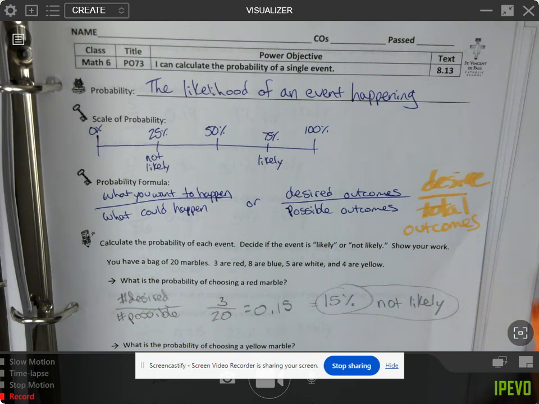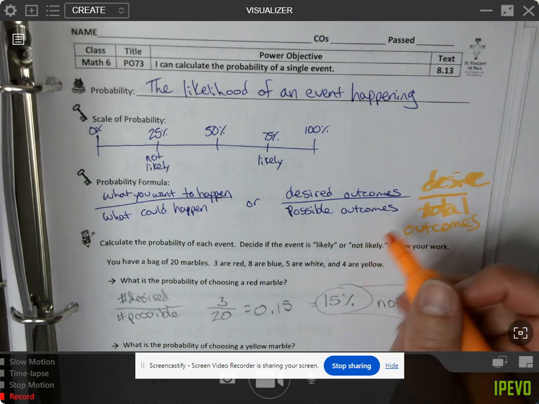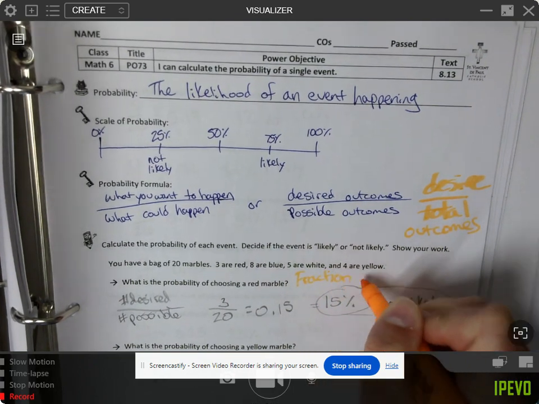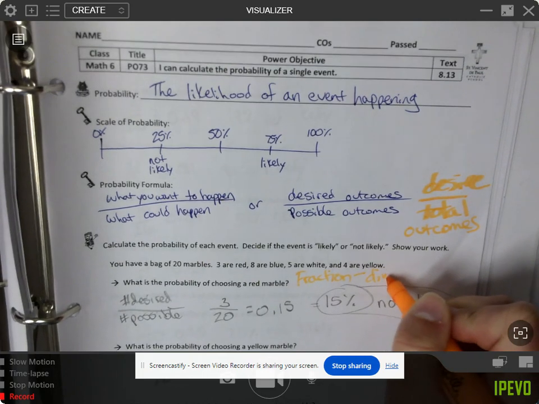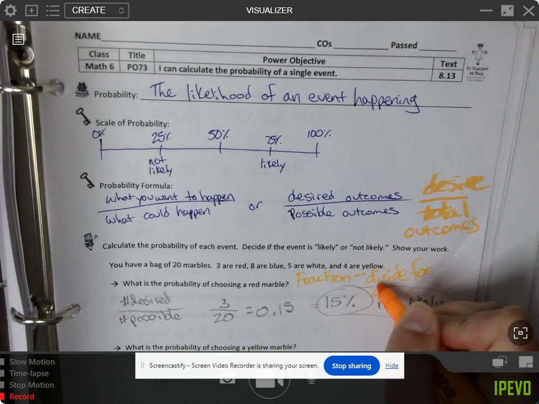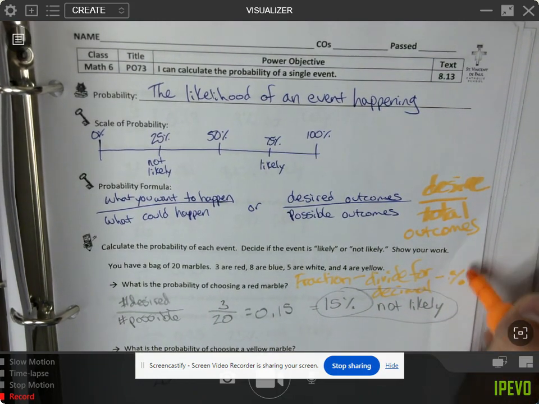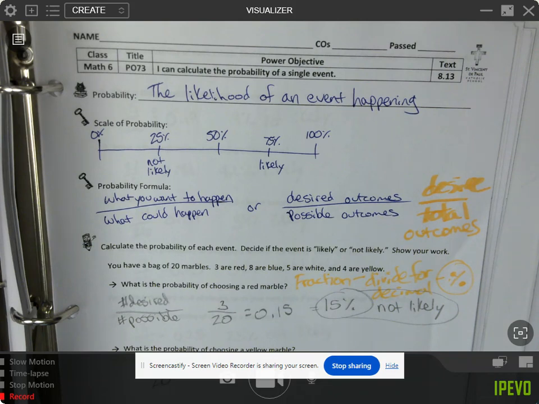Any questions on this one? Remember, we always have our steps. So you could put something to remind you of your steps. You could say fraction, divide for decimal. Your final answer should be as a percentage. So that final answer should be a percent. So find your fraction, divide it down, top divided by bottom. You get a decimal, round your decimal to what place? 100th place. So you have to round correctly.